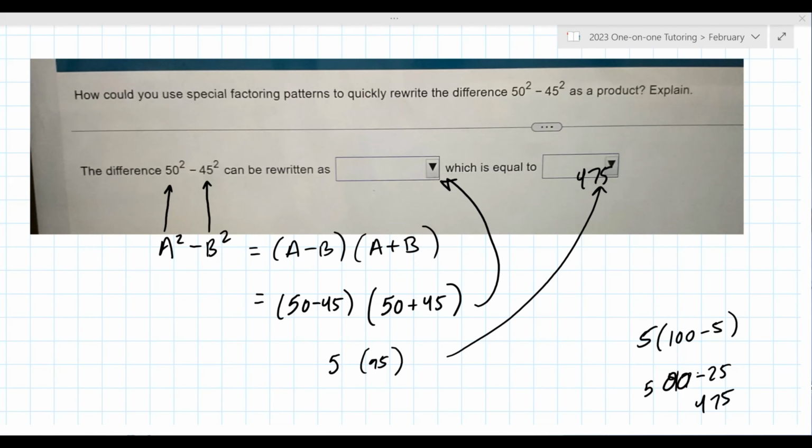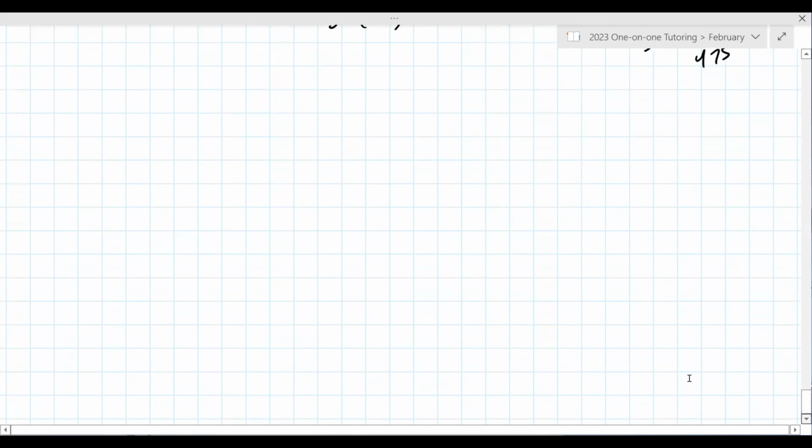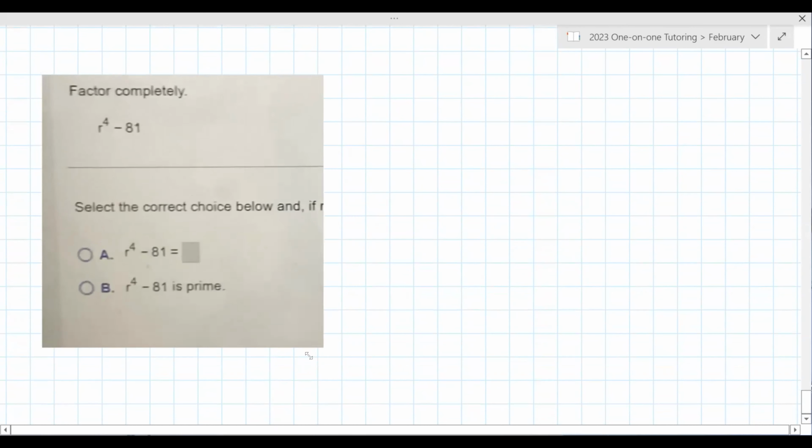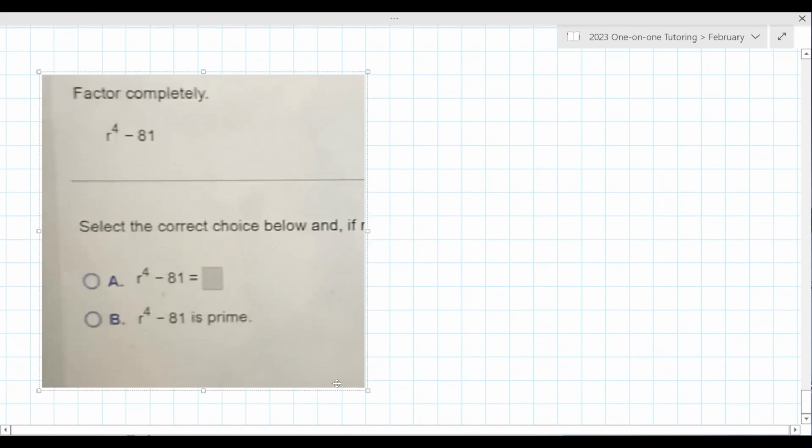I thought I saw another one here. We should do this one next, factor completely, r to the fourth minus 81, because it's the most related to this. It looked like a t on the screen, but it's an r to the fourth minus 81.